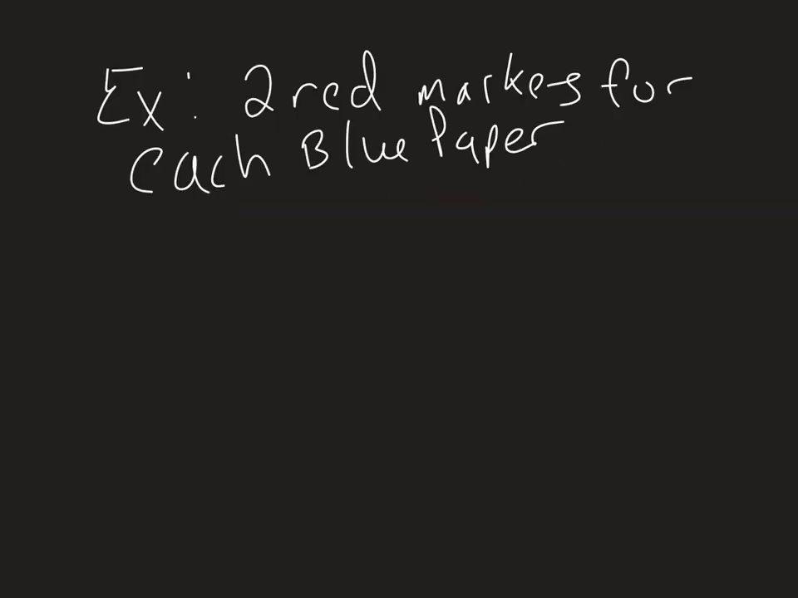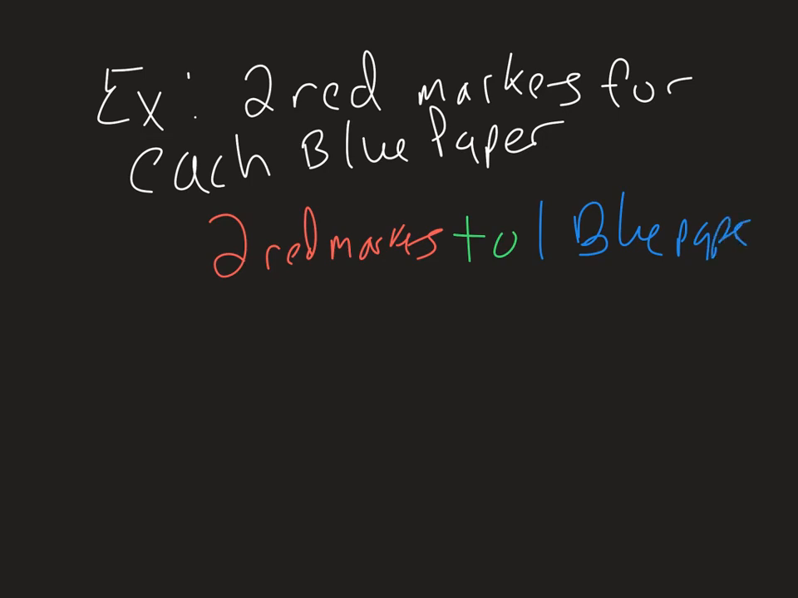So let's talk about this. Let's say we have two red markers for every blue piece of paper. Well, we can write this a couple different ways. We can write it as two red markers with the word "to" in between, to one blue paper. We could also write it, instead of using the word "to," with a colon. 2 to 1 is how we'd read it. Or sometimes it can also be written to where it looks kind of like a fraction.